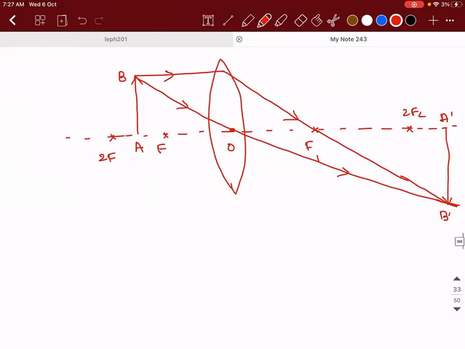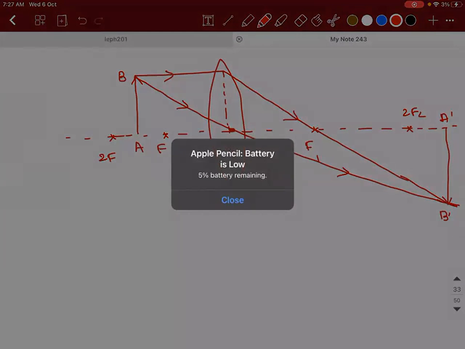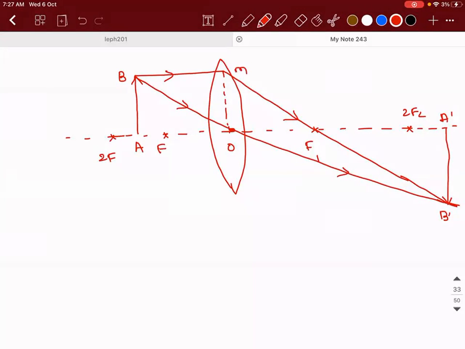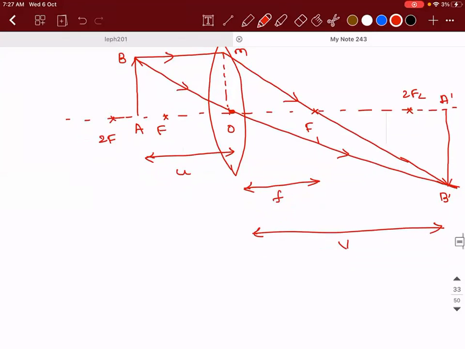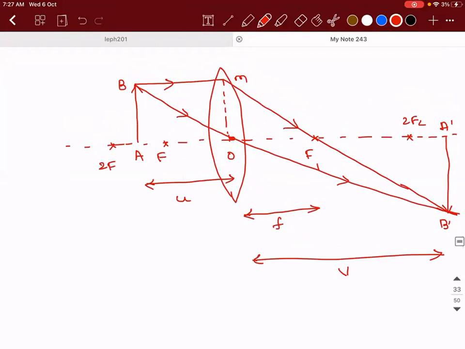If I take this as the optical center, from here I drop a perpendicular, let me call this MO. Now, what is this distance? The distance from the optical center to the point where the object is placed, what can I call it? Obviously, the object distance. And this will be the focal length. And this will be the image distance. Correct? Now think of it logically. Tell me the similar set of triangles. If I take the triangle BAO, it is similar to which triangle?